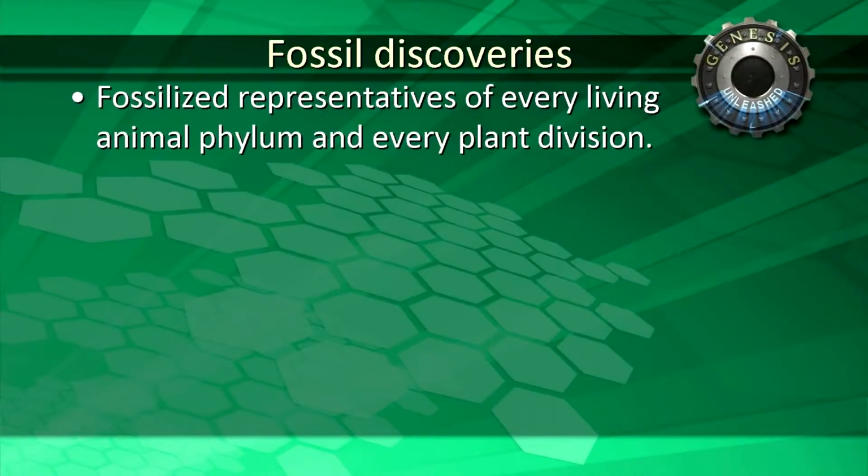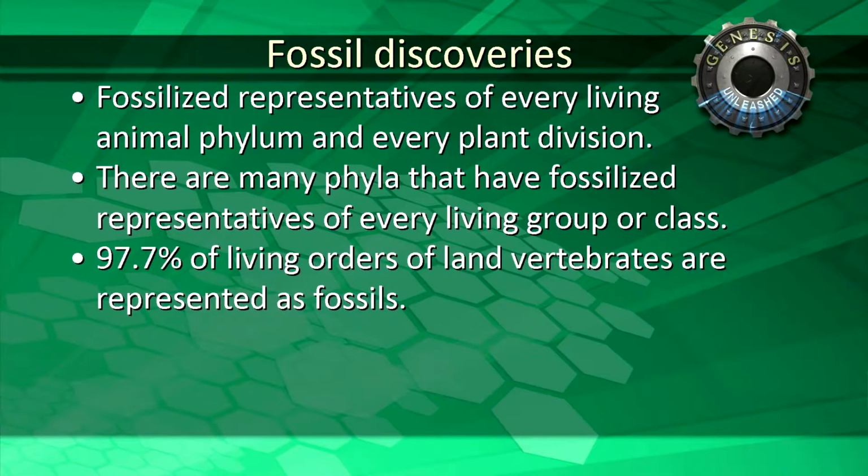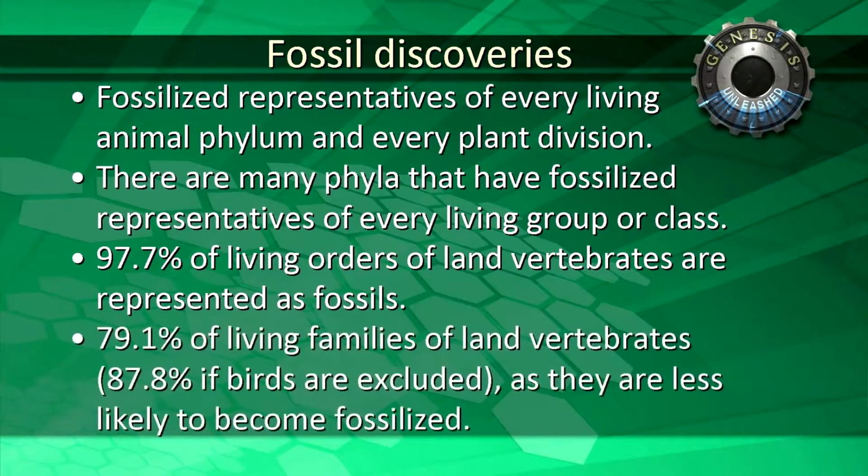But let's look at the evidence we do have today. We have fossilized representatives of every living animal phylum and every plant division. There are many phyla that have fossilized representatives of every living group or class. 97.7% of living orders of land vertebrates are represented as fossils. 79.1% of living families of land vertebrates, and 87.8% if birds are excluded, as they are less likely to become fossilized. We have these today.